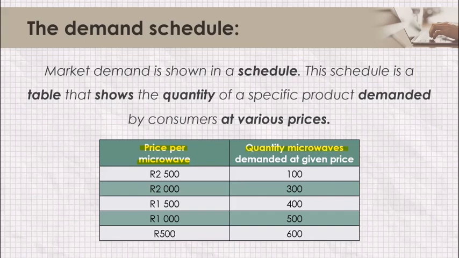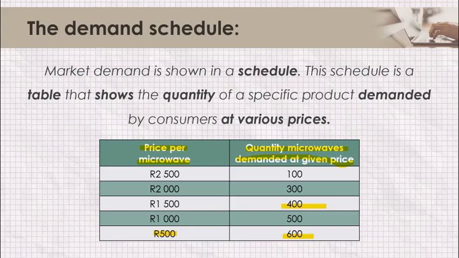and they have all of the demands in this column. So you will see when a microwave is 2,500 Rand per microwave, then only 100 customers wanted to buy this product. But when they drop the price to, let's say, 1,500, then suddenly 400 people wanted to buy this product. Or if it's very cheap, 500 Rand a microwave, then suddenly 600 people wanted to buy this product.